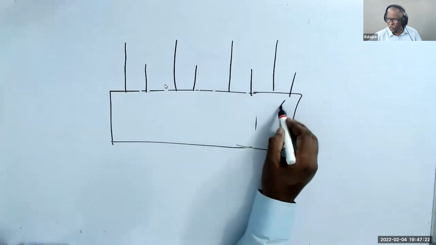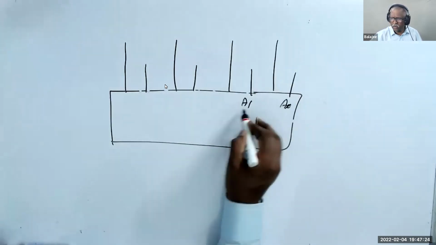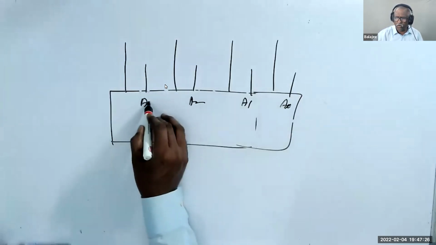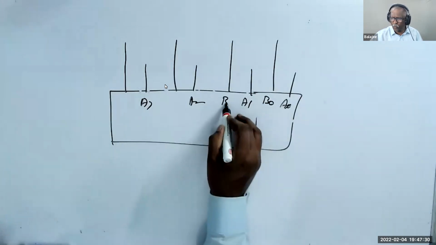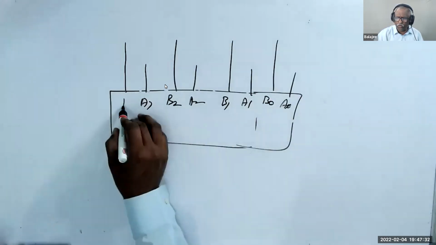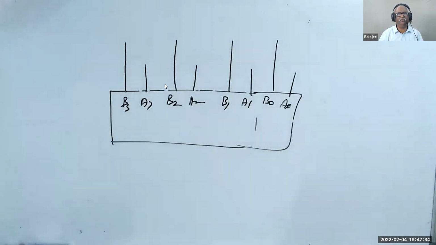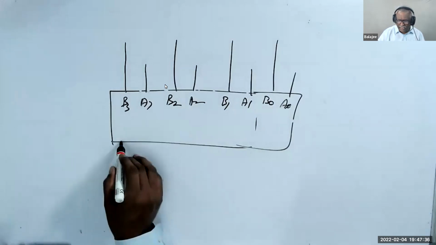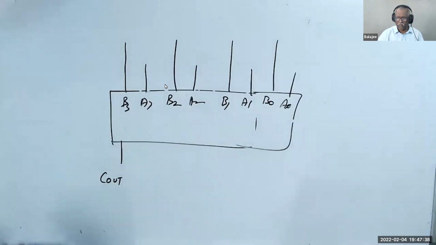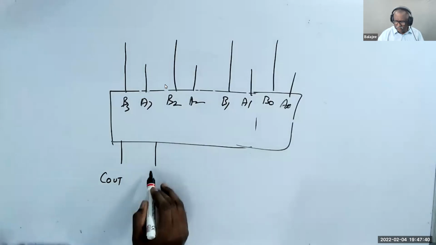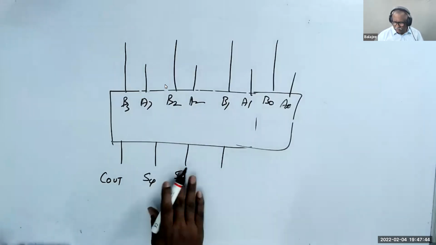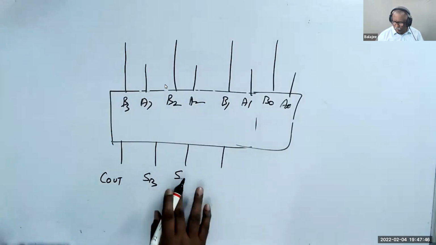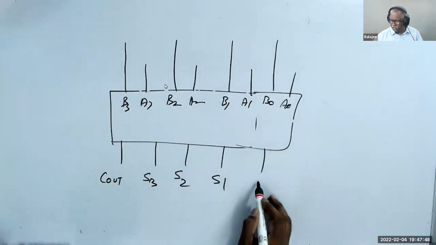And this is A0, A1, A2, A3. And this is B0, B1, B2, B3. Am I right? This is carry out. And this is sum 3, sum 2, sum 1, and sum 0.